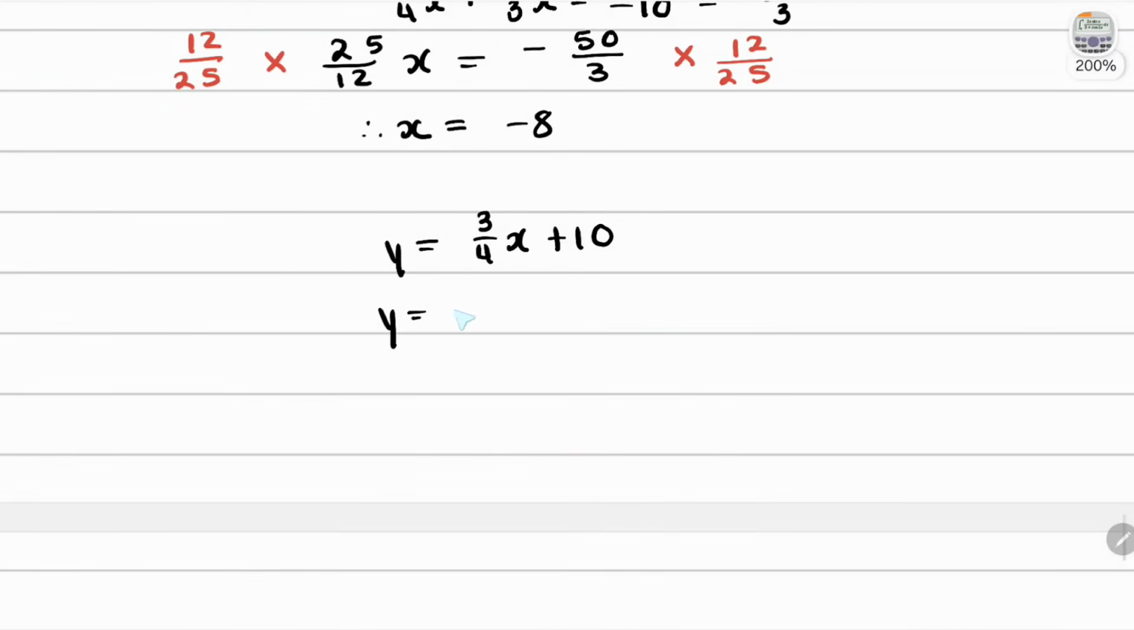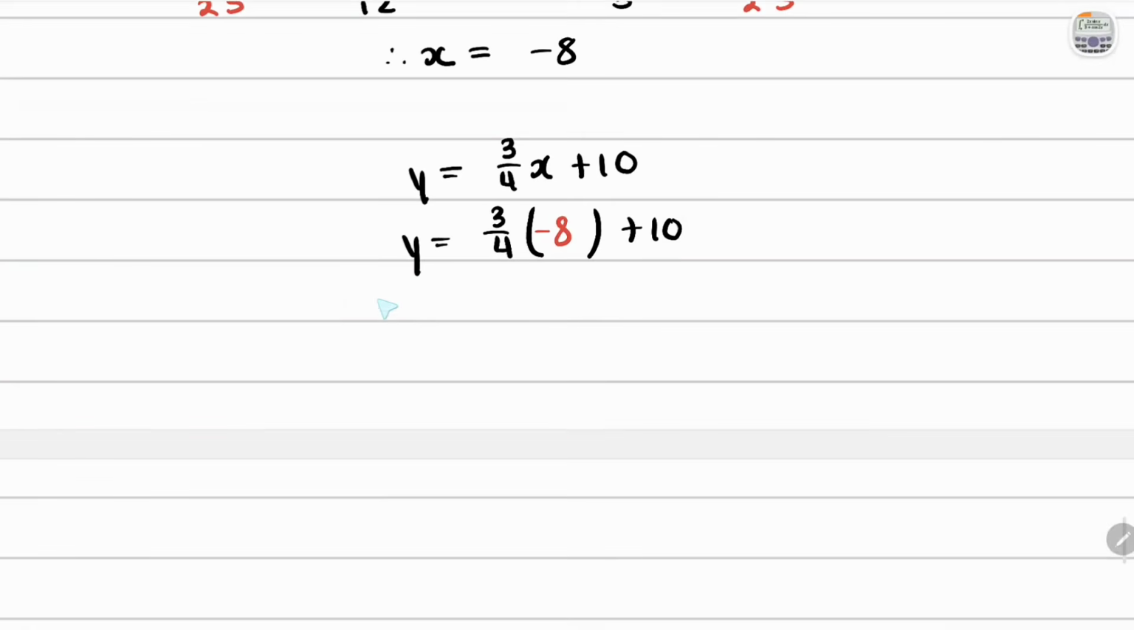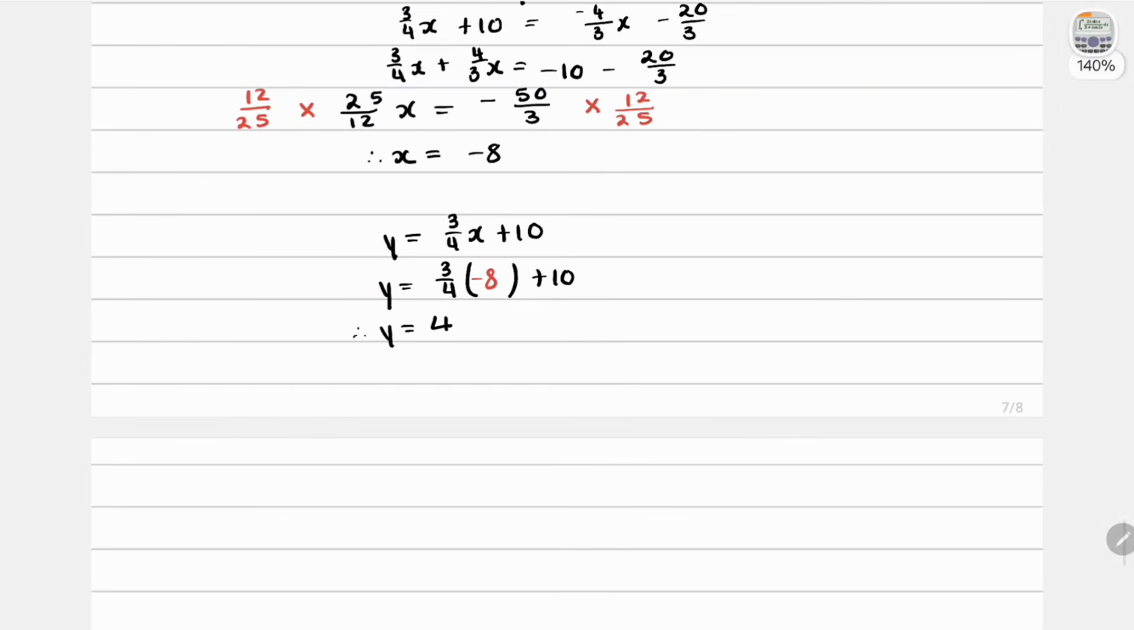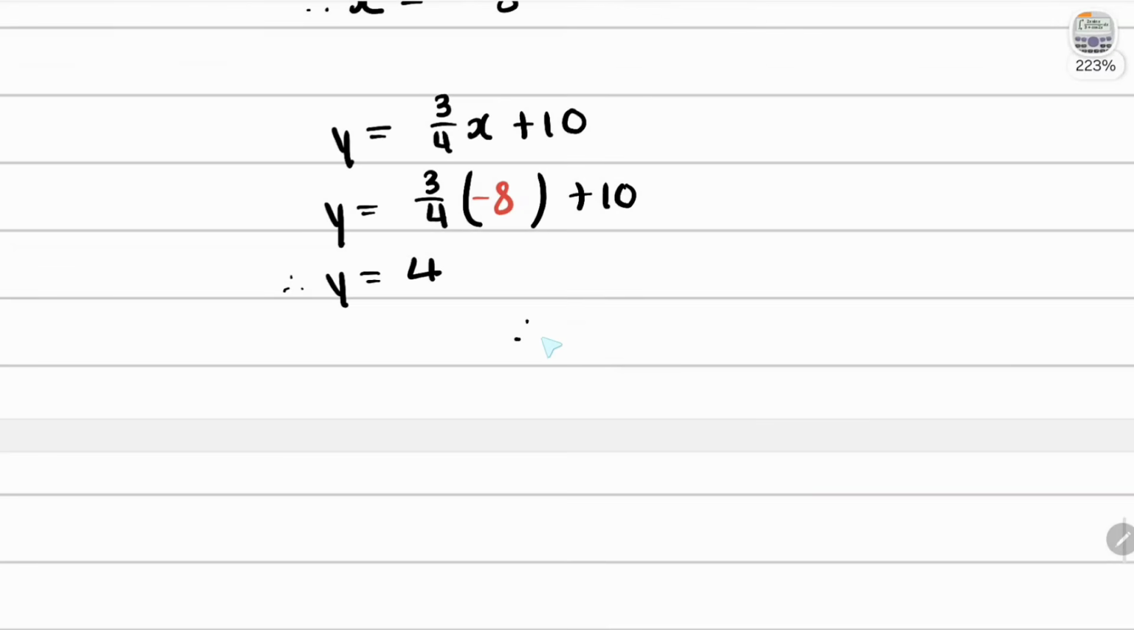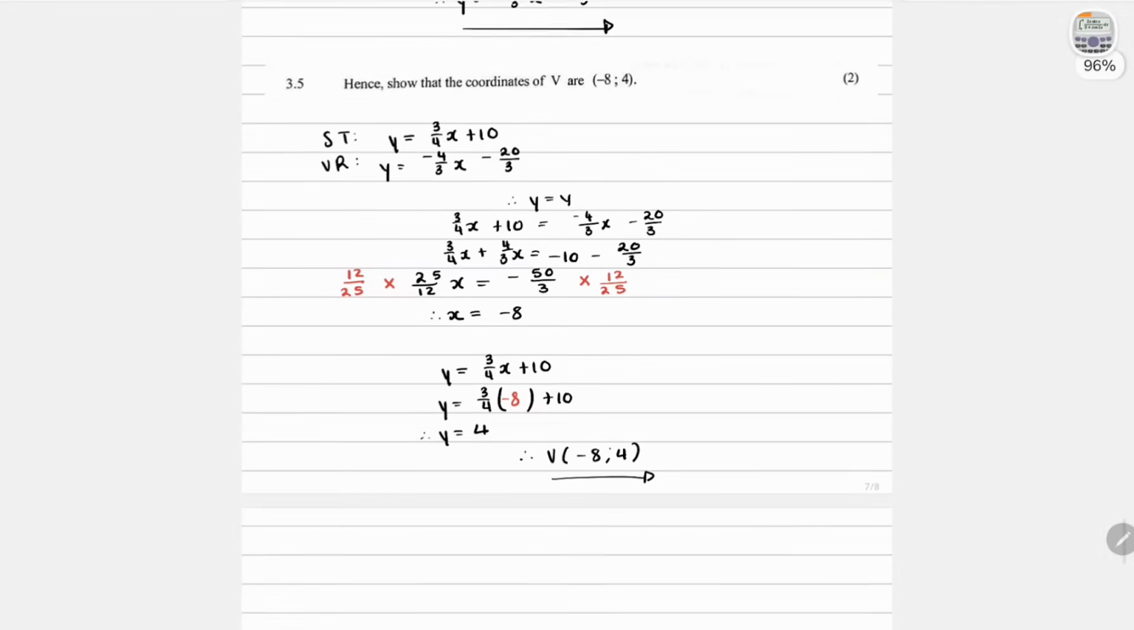Okay, so y is equal to 3 over 4, and then in place of x, we'll say negative 8, plus 10. Therefore, y is finally equal to, here we'll have these cancel. So the 4 will cancel and the 4 there will cancel. You're left with negative 2. 3 times negative 2 is negative 6, and then plus 10. That's going to give you positive 4. Just like they told us. They told us the v should be negative 8 and positive 4. Therefore, v is indeed negative 8 and positive 4. Okay, moving on to the next question.